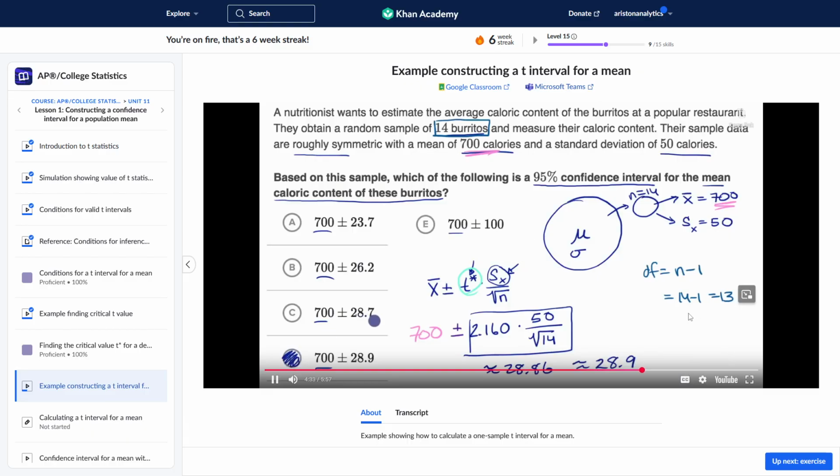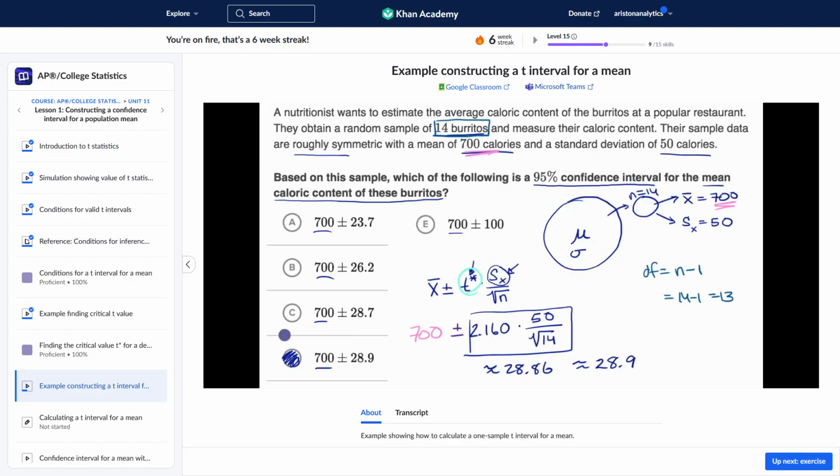Right over here. This was an awfully close one. I guess they're trying to make sure that we're looking at enough digits. So there we have it. We have established our 95% confidence interval.